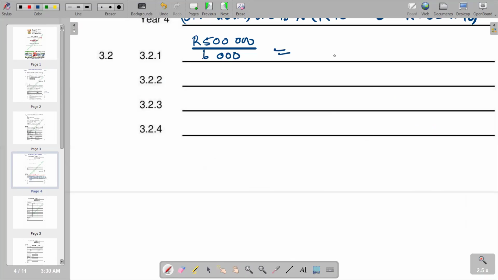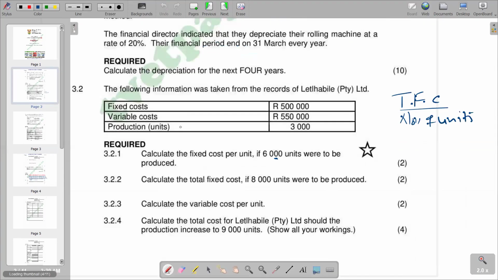And we are going to get your answer to two decimal places. It becomes 83 rand 33 cents. So this is what we have. Then we go to the next one, which is 3.2.2. It says calculate the total fixed cost if 8,000 units were to be produced.